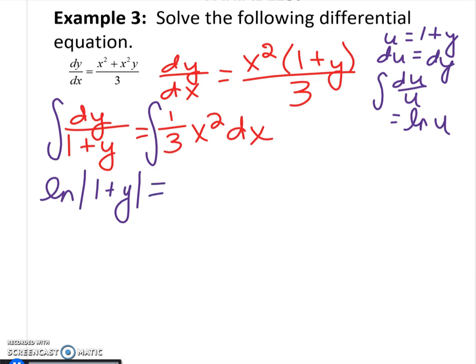Okay, and then on the right hand side, x squared would integrate back to x cubed, and if I do old coefficient divided by new exponent, that's 1/3 divided by 3, which is 1/9, and then plus c.